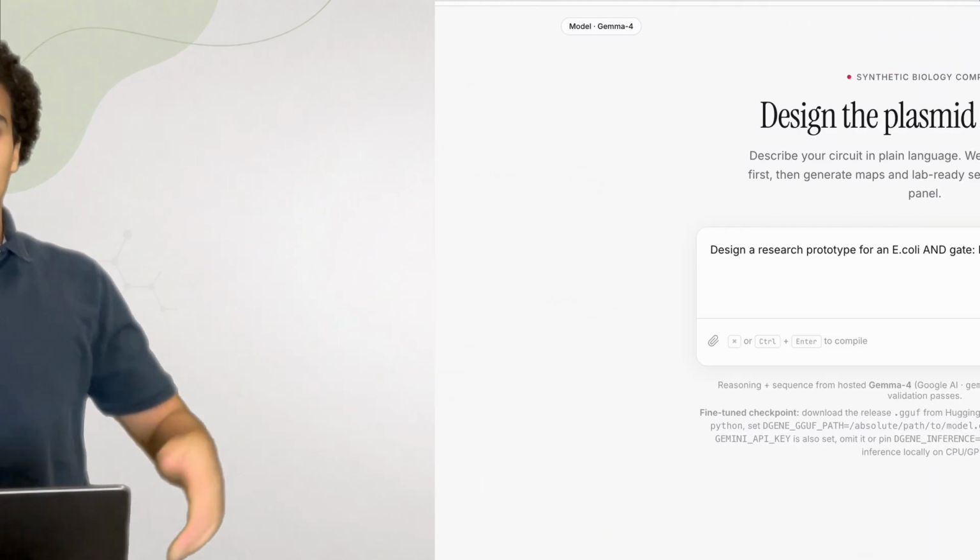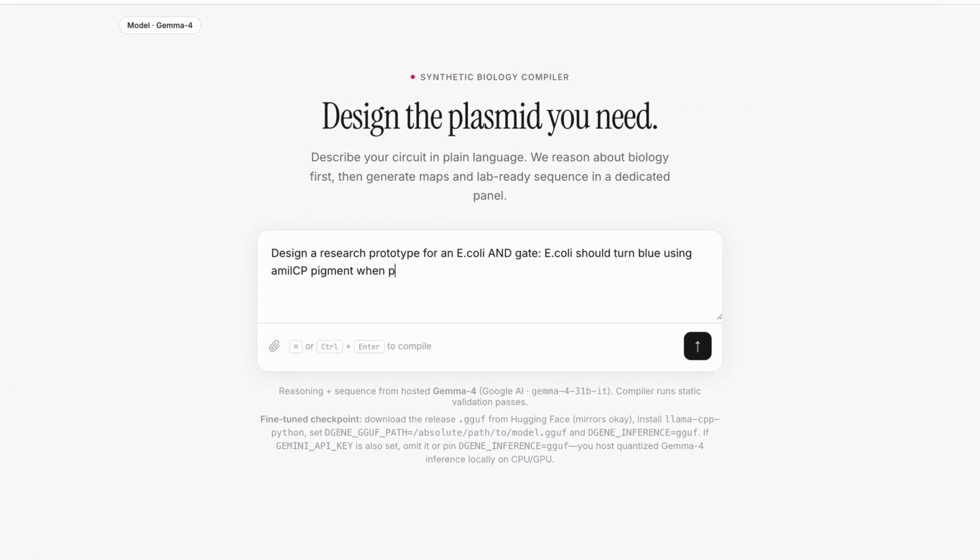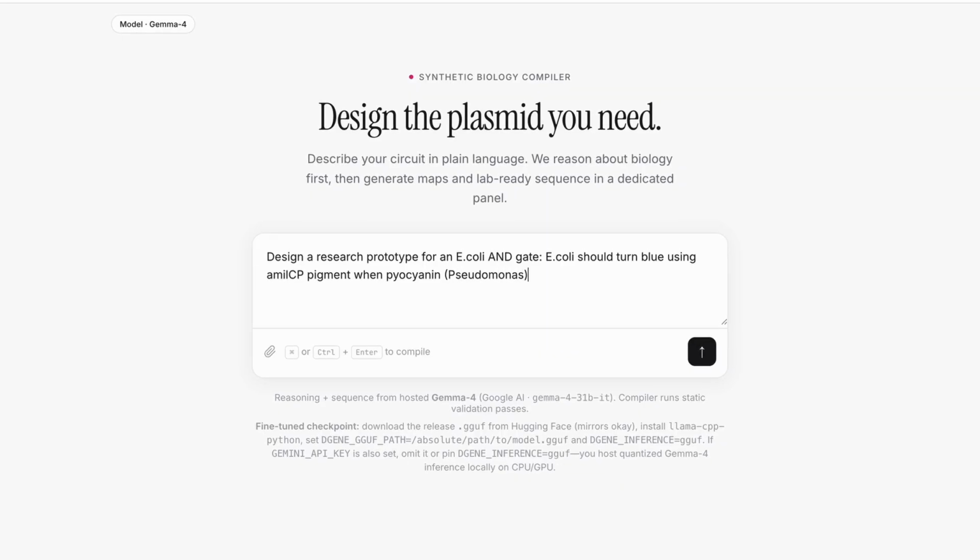Here's how it works. I'll ask OpenGeneEdit to create a plasmid that programs non-pathogenic E. coli cells to turn blue when they detect the presence of two specific infection markers. I can even add some custom constraints.